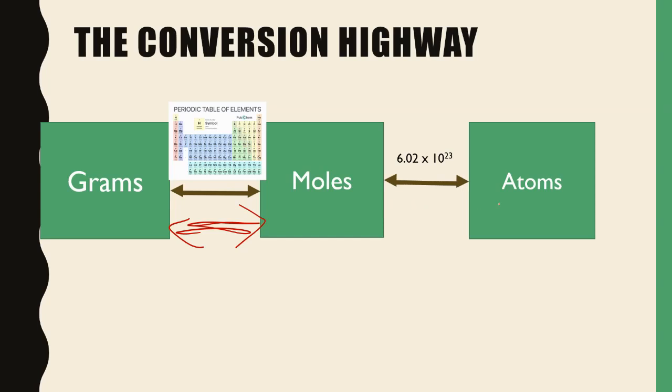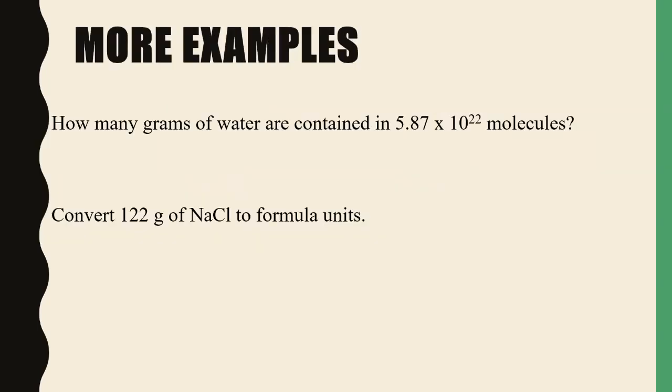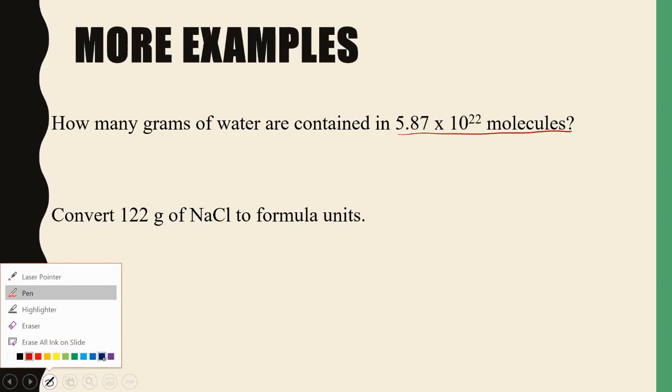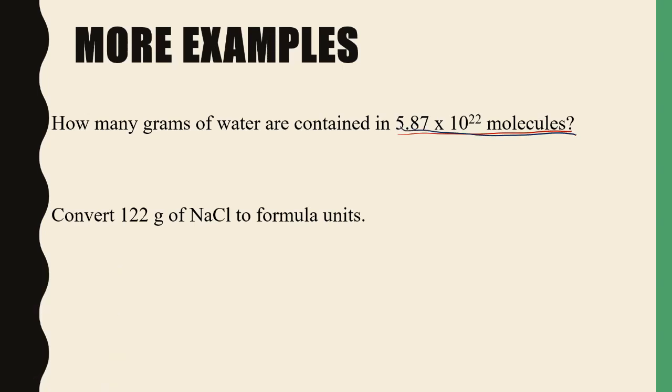And we use Avogadro's number when we're using the word atoms or molecules or formula units. So anything that's a molecular scale, we need to use 6.02 times 10 to the 23rd. All right, so if we have this number of molecules, right, we're going to need 6.02 times 10 to the 23rd. So we're going to start with that 5.87 times 10 to the 22nd molecules.